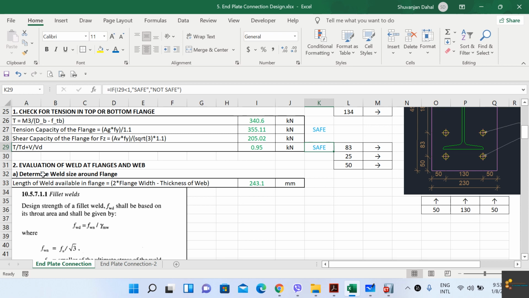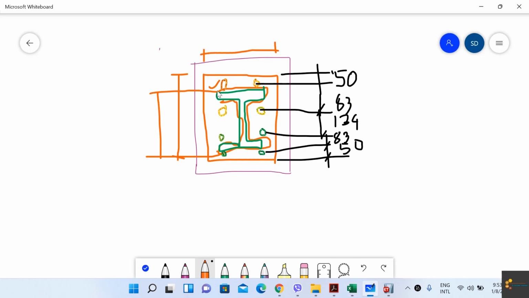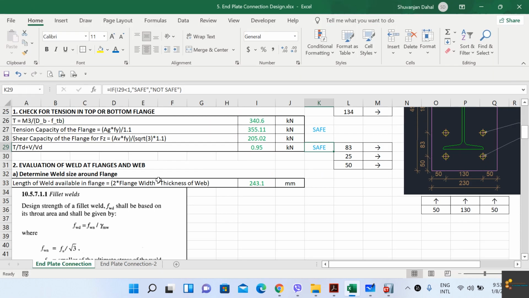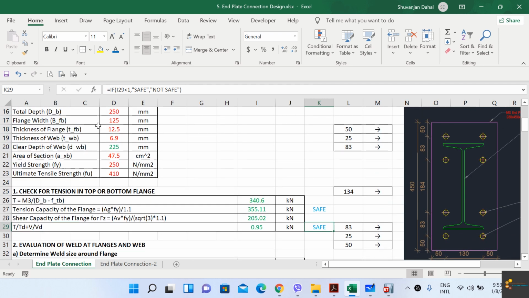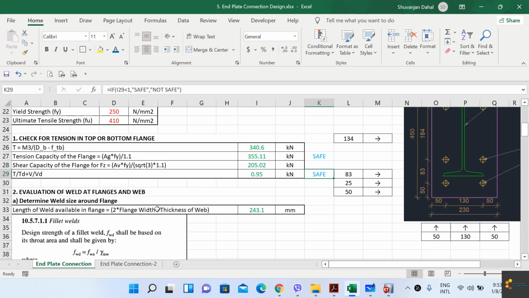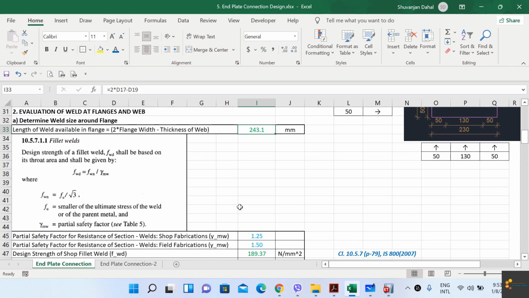First, let's determine the weld size around the flange, that means in this section here and here. The length of weld available in the flange is given by 2 times flange width minus thickness of web. This flange width and thickness of web are properties of our beam that we have given here. Perform this calculation, and you get the length of weld available in the flange to be 243.1 mm.